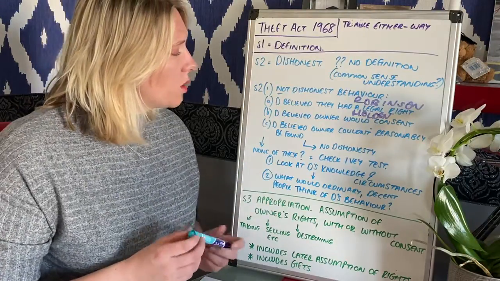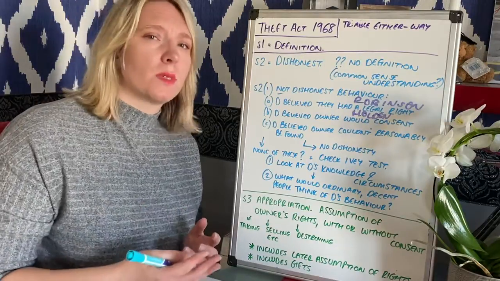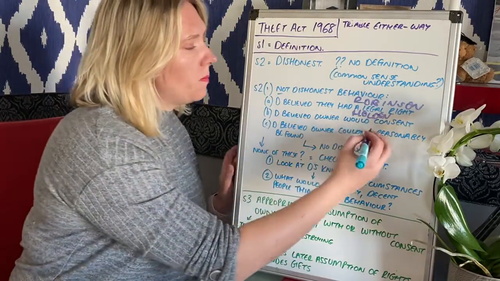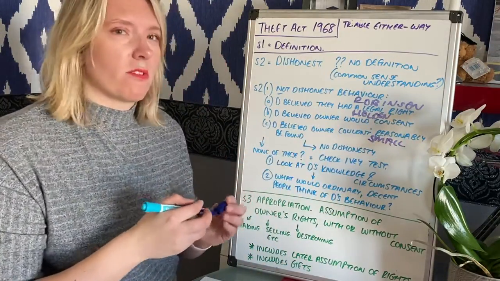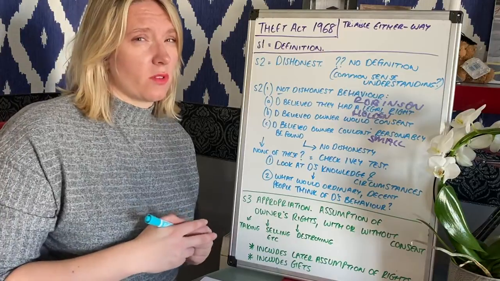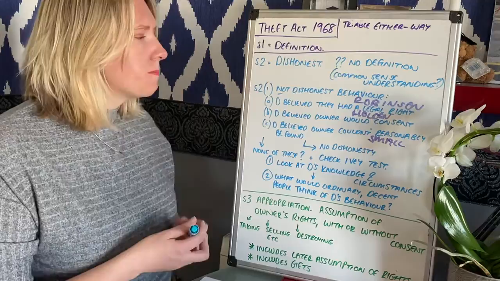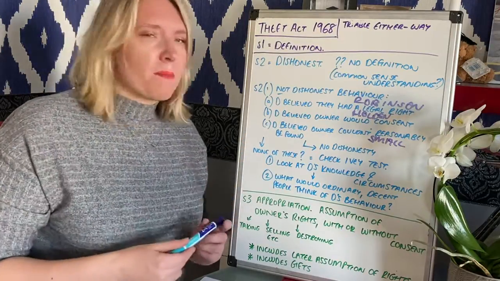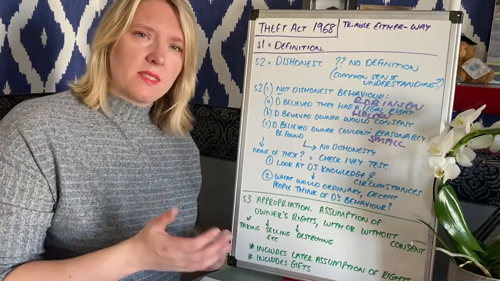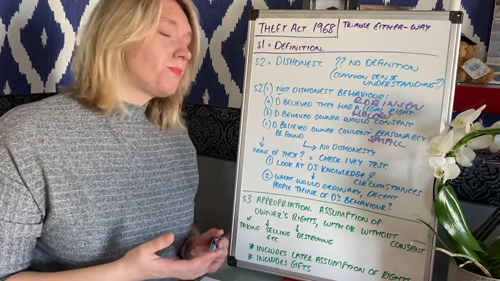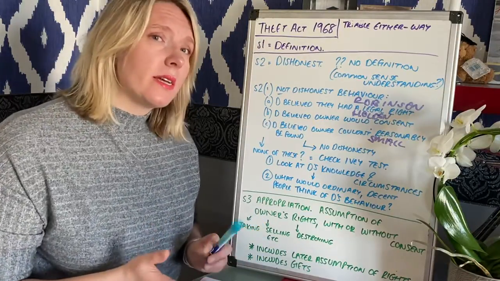Finally, we have section 2(1)(c), which is where we believe that the owner can't be found through taking reasonable steps. So in the case of Small, he thought the car had been abandoned and didn't think the owner could be found through reasonable steps, even though, of course, you would just contact the police or the DVLA and track the registration plate. Now, all of these are based on the defendant's genuine, honest belief. Even if that belief is a bit silly or unreasonable, like in Small, as long as that person genuinely believed these, then they're not being dishonest.